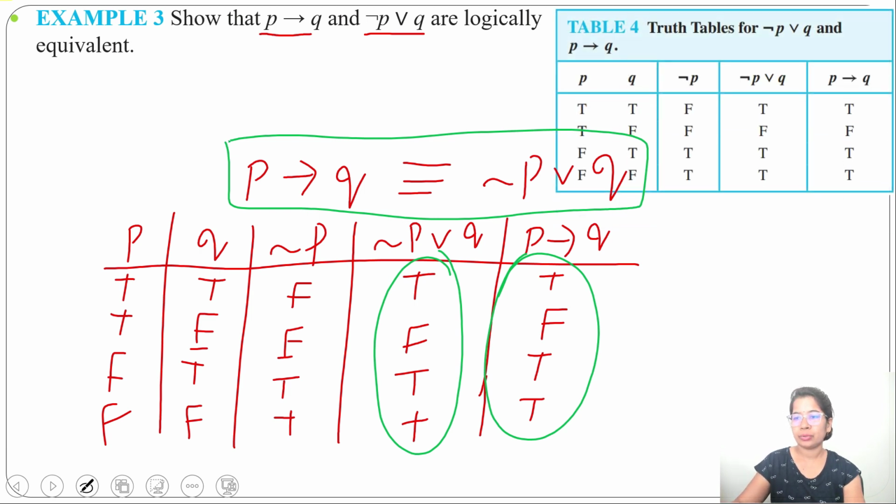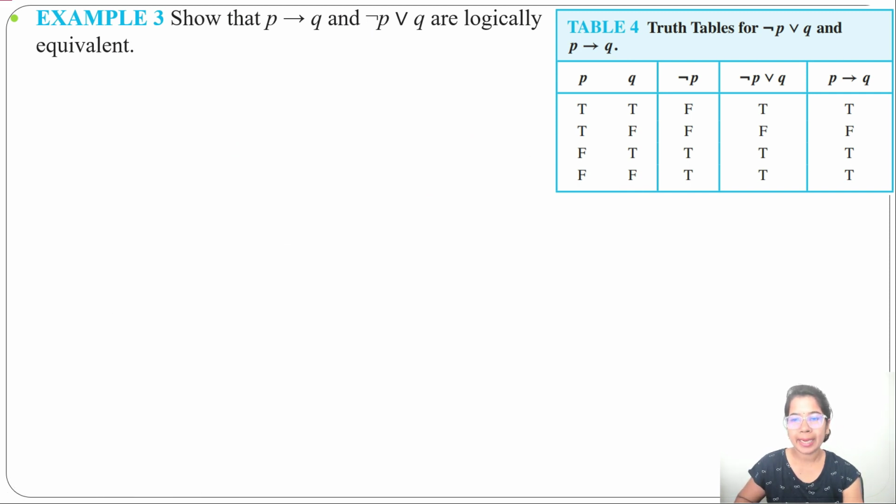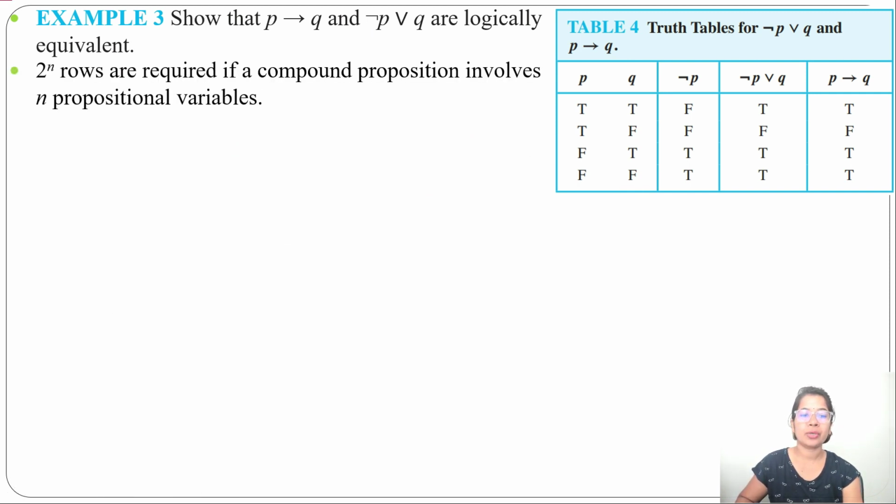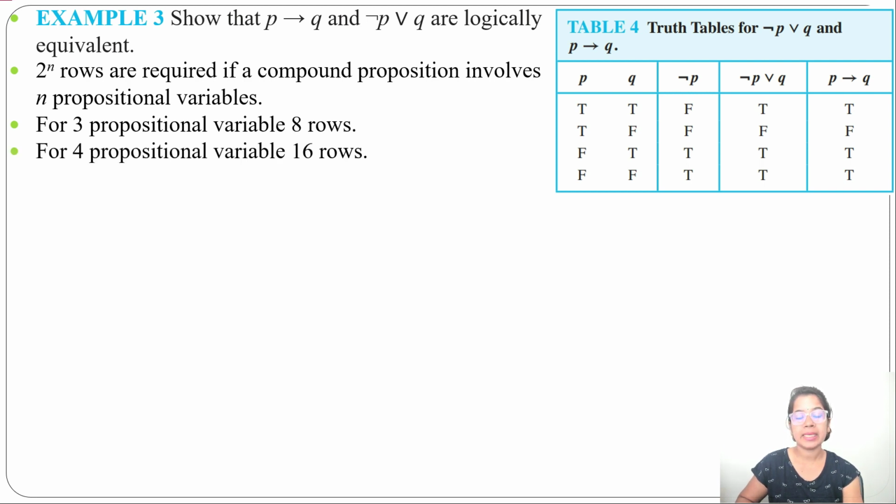This is the truth table: true, false, true, true. If there are n propositions, then we require 2 power n rows for the truth table. If there are 3 propositional variables, then 8 rows. For 4 propositional variables, there will be 16 rows. Here there are 2 propositional variables, just P and Q. So 2 power 2, there will be 4 rows.